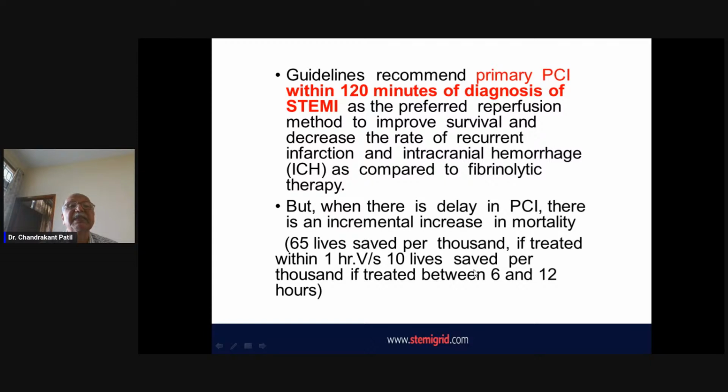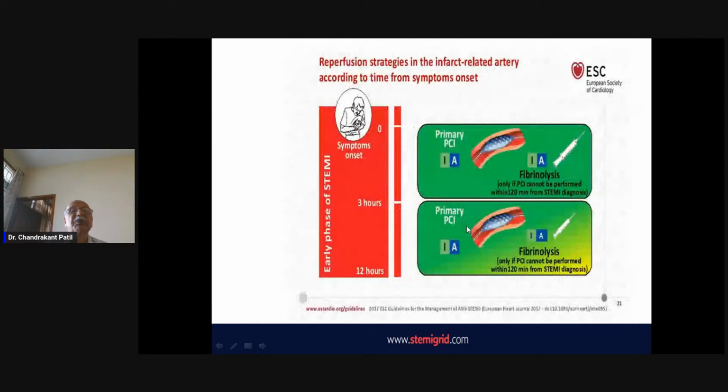What the guidelines recommend in STEMI is primary PCI within 120 minutes of the diagnosis of STEMI as the preferred reperfusion method to improve survival, decrease the rate of recurrent infarction and also decrease intracranial hemorrhage compared to fibrinolytic therapy. But when there is a delay in PCI, if the PCI center is not available, or is a long distance away, or there is a traffic jam, then you must immediately go ahead and do fibrinolysis.